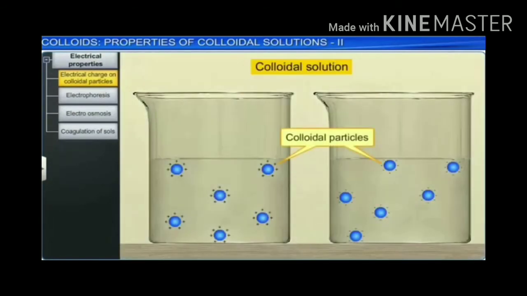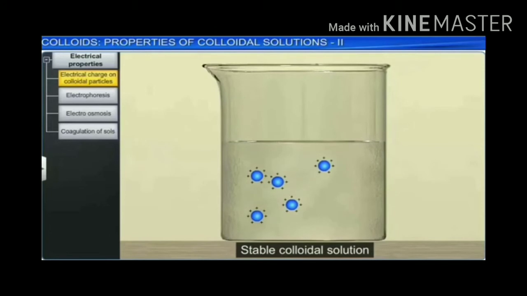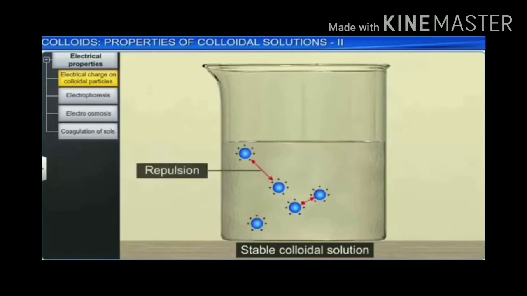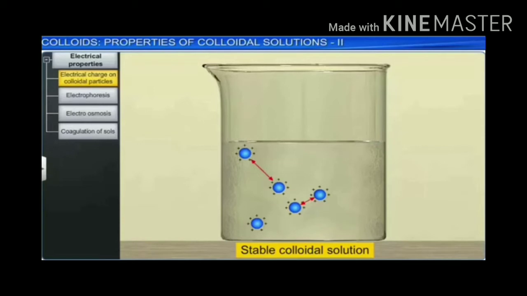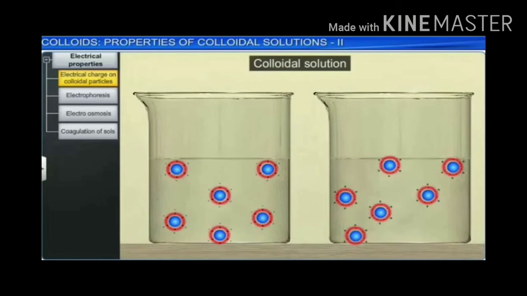The particles of a colloidal solution possess a definite electrical charge, either positive or negative. Due to the presence of the same charge, they repel each other and do not combine to form larger particles. This keeps them dispersed in the medium, and hence a colloidal solution is stable. All the particles in a solution carry the same charge. The dispersion medium has an equal and opposite charge.